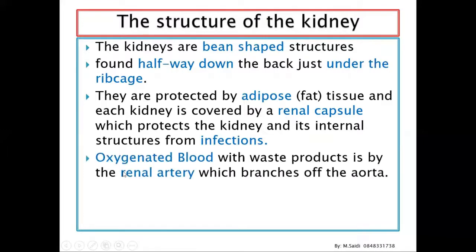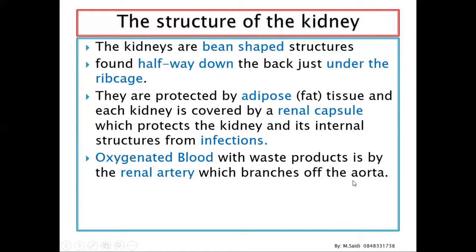Then we have oxygenated blood with waste product, brought by the renal artery. It means that the oxygenated blood, the one which comes from the heart, has a lot of wastes. These wastes are supposed to be removed. That's why they are being brought by the renal artery. Remember, an artery is a blood vessel which takes blood from the heart to other parts of the body. So it takes this blood to the kidney, but it has the wastes. It has collected the wastes from all other parts of the body.